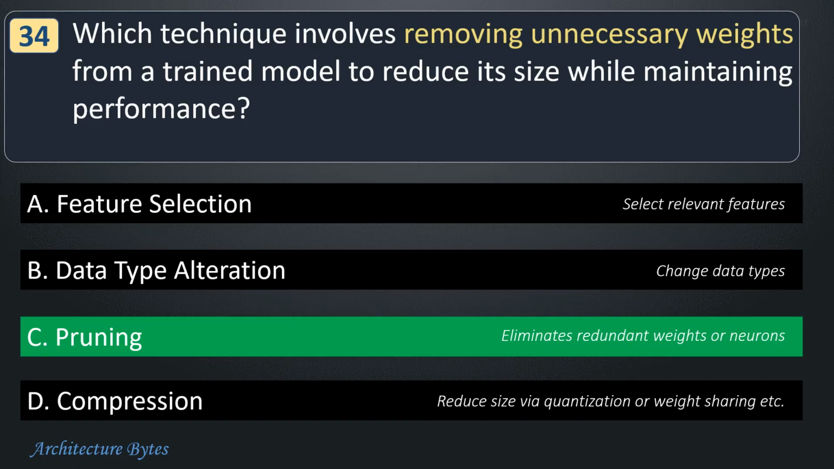Let's look at other options. Feature selection is about selecting relevant features to improve efficiency. It does not reduce model size. Data type alteration changes data types to save memory. It does not remove model components. Compression is about reducing model size through techniques like quantization or weight sharing. It does not focus on removing components like pruning does.